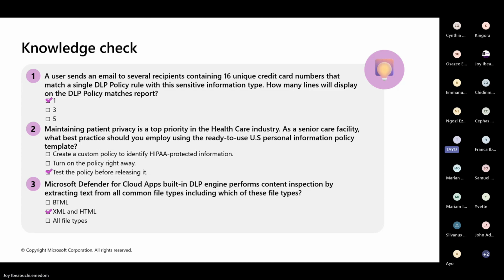I will go with the first option, which is create a custom policy to identify HIPAA protected information. I think what that means is before we can protect anything, we need to know exactly what information should be protected based on that policy. What are the pieces of information, and how critical are they? Once we identify that, we can create a custom policy to do that. I think that's what it means, so I'll go with the first one.